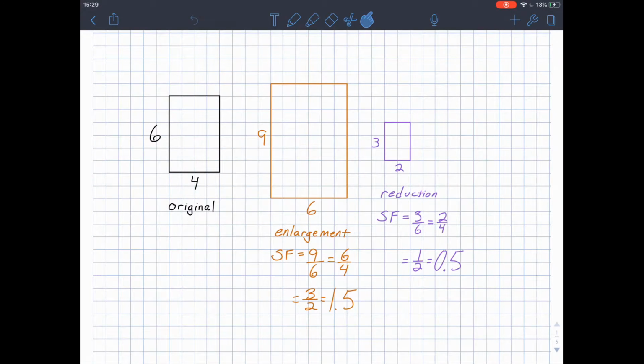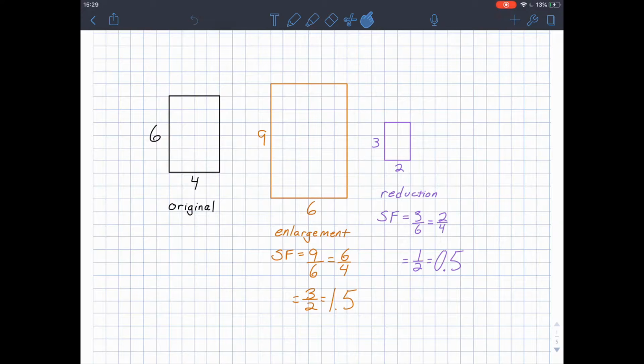So let's say we start out with a rectangle that has a length of 6 units and a width of 4 units. That's our original rectangle. If we have a scale drawing of it that is an enlargement that has a length of 9 units and a width of 6 units, in order to find the scale factor, we would have to find our pairs of corresponding sides. So the 6 being the longer side corresponds with the 9.